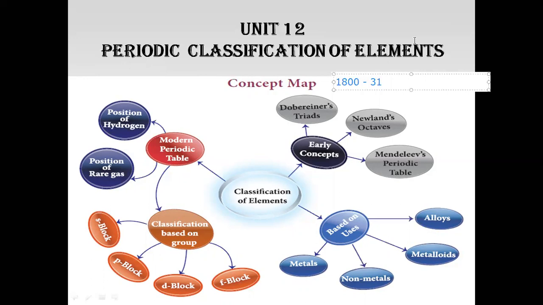In the year 1800, only 31 elements were identified. And in 1865, you know, in that year, which elements were identified, you write in the observation note. Okay, 31 elements.